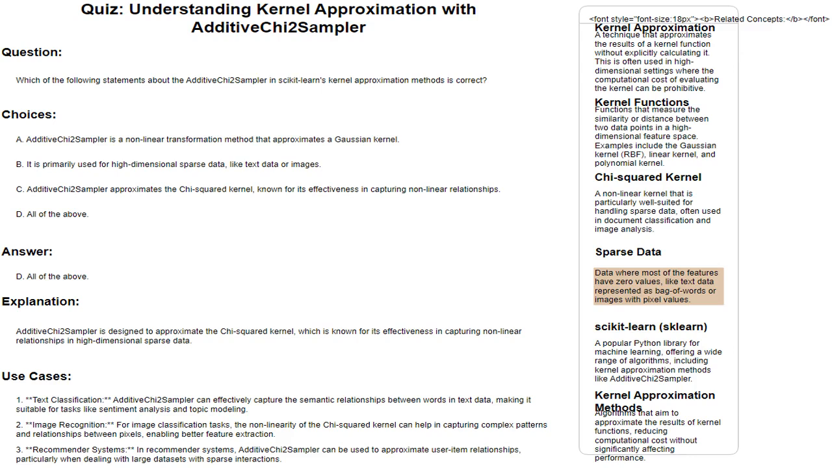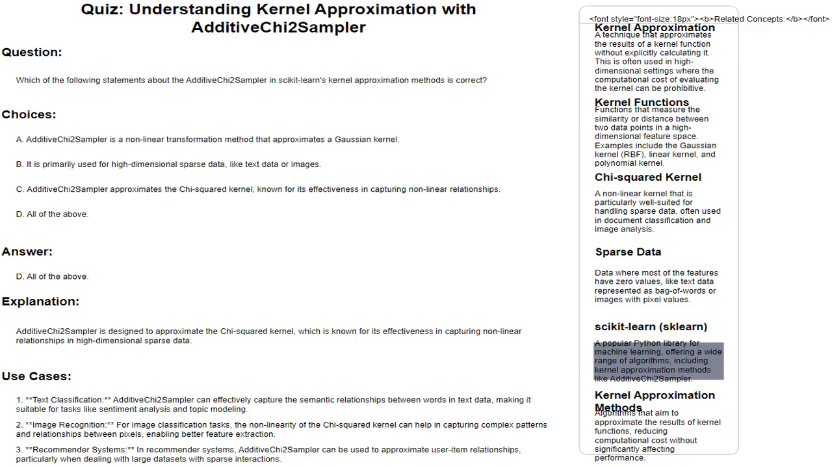Sparse data: data where most of the features have zero values, like text data represented as bag of words or images with pixel values. Many real-world datasets, especially those from text processing and image analysis, are sparse. Understanding and handling sparse data is crucial for effective machine learning.